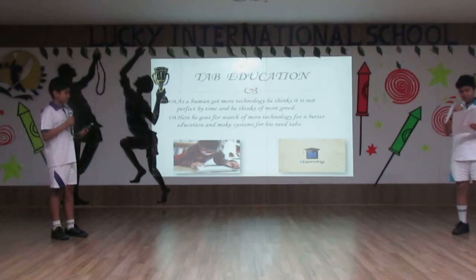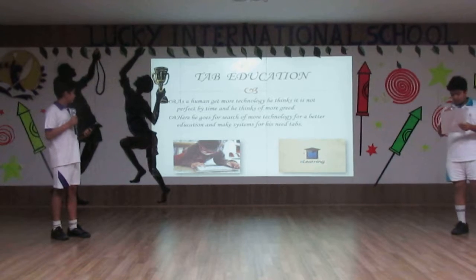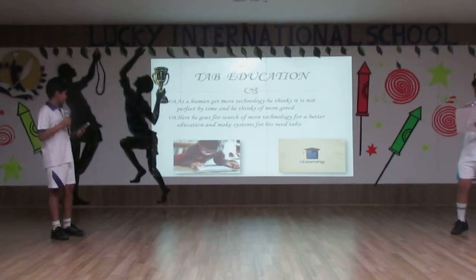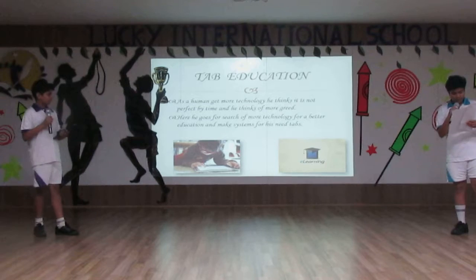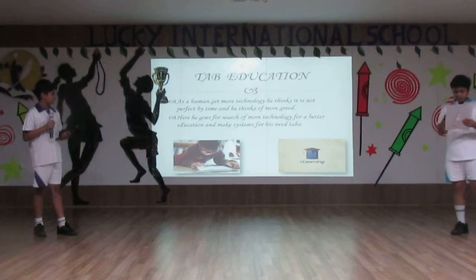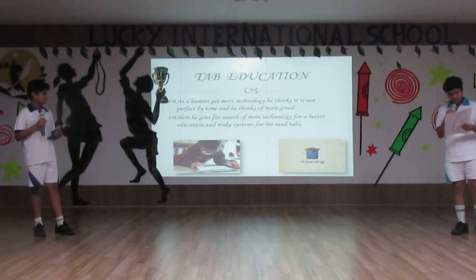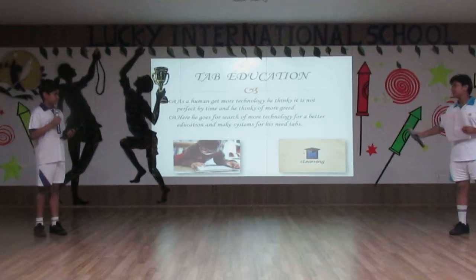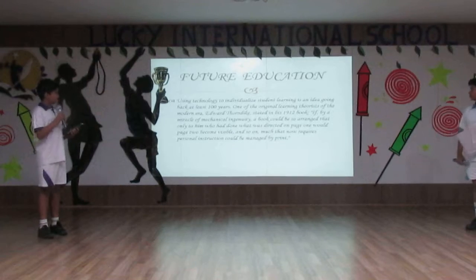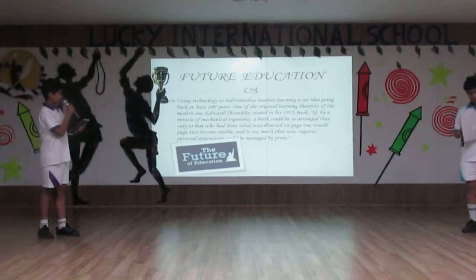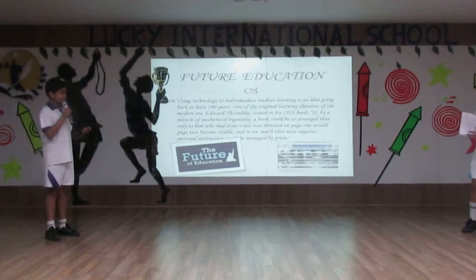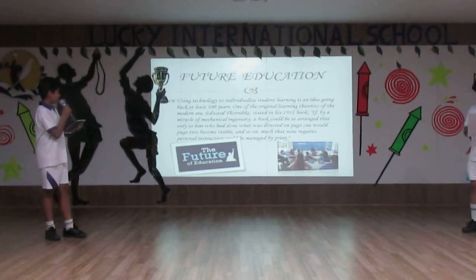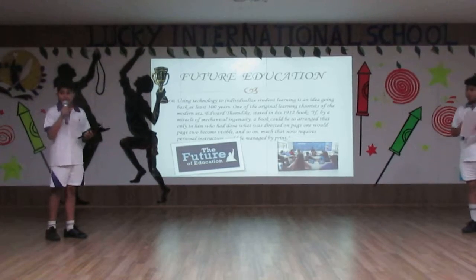Tab education. As a human gets more technology, he thinks it's not perfect over time and gets greedier. Here, he thinks of a better education system for better understanding, and introduces tab education to the world. Future education. Using technology to individualize student learning is an idea going back at least 100 years.